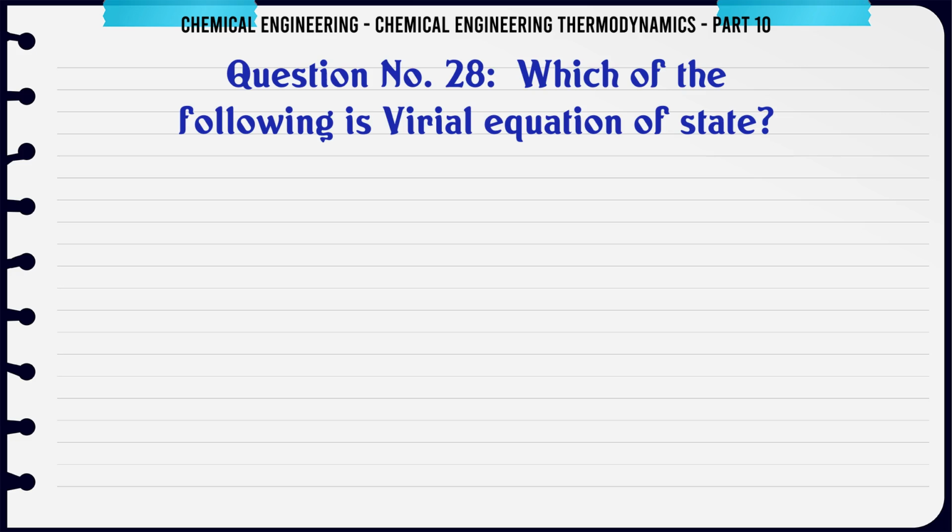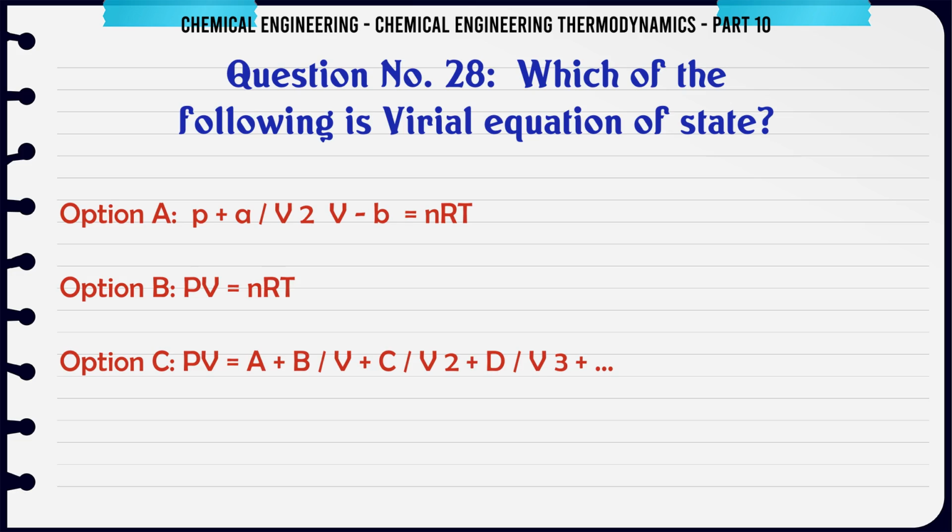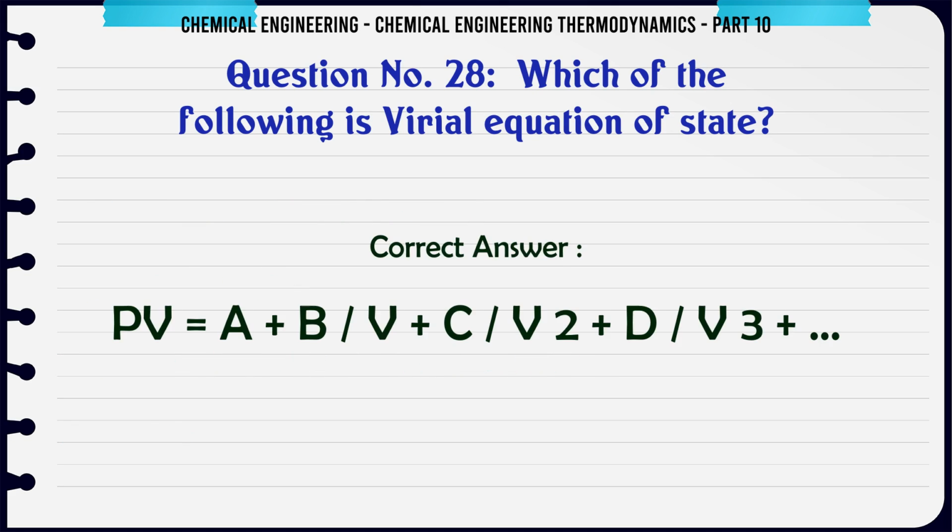Which of the following is the Virial equation of state? A. (P + a/V^2)(V - b) = nRT. B. PV = nRT. C. PV = A + BV + CV^2 + DV^3. D. None of these. The correct answer is PV = A + BV + CV^2 + DV^3.